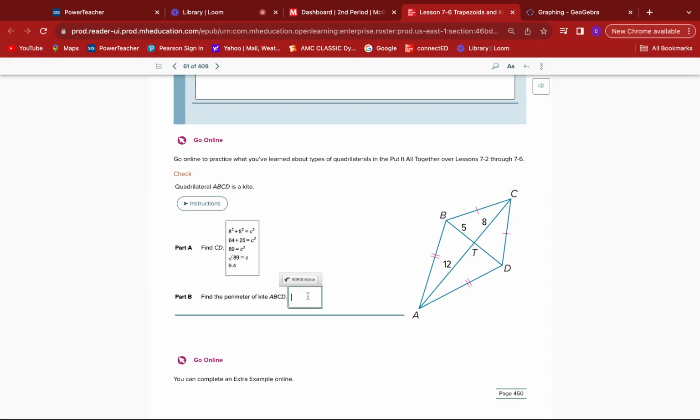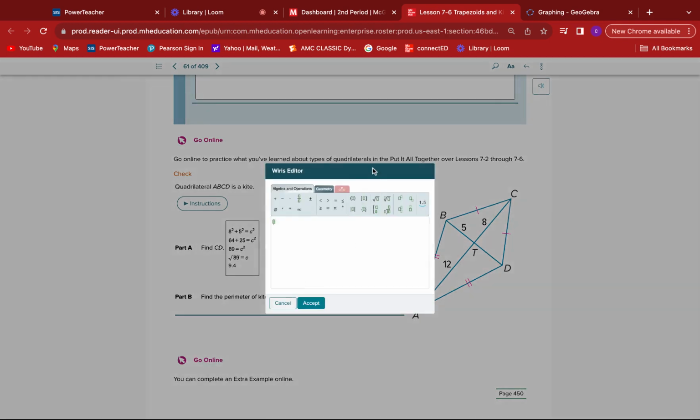Love it. All right, perimeter of ABCD. Well, listen, I don't have BA either or DA, so I've got to do another Pythagorean theorem and then add all 4 sides together. All right, let's do it. I need to move this over. So it'd be 5 and 12 because I can't move it over. So 5 and 12, Pythagorean theorem. 5 squared plus 12 squared equals C squared.